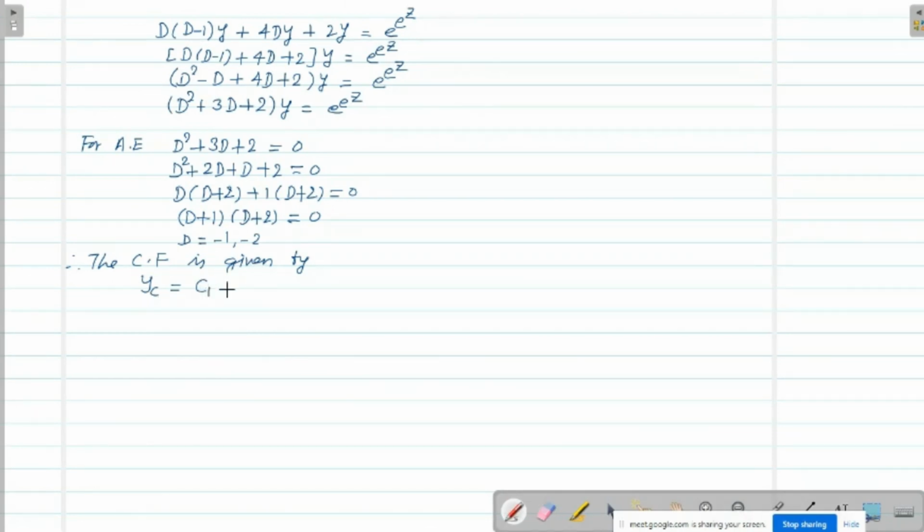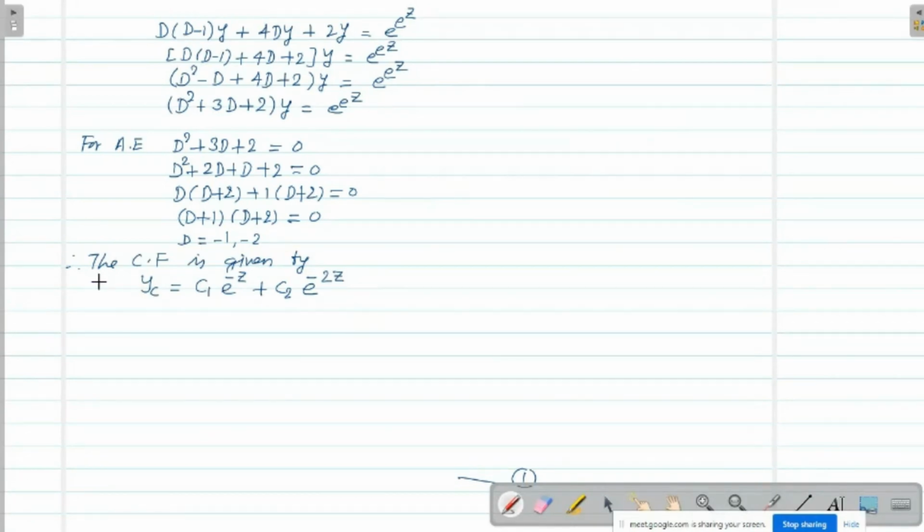So c1 e raised to minus z, you have to write like this, and plus c2 into e raised to minus 2z. The complementary function is given by Yc equal to c1 e raised to minus z plus c2 e raised to minus 2z. Name this equation number 1. Now our job is to find the particular integral.